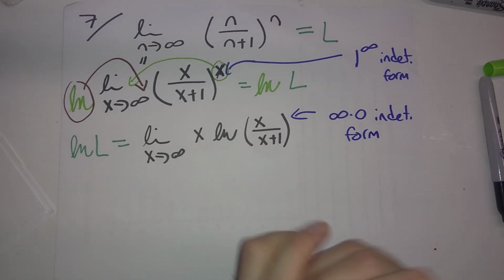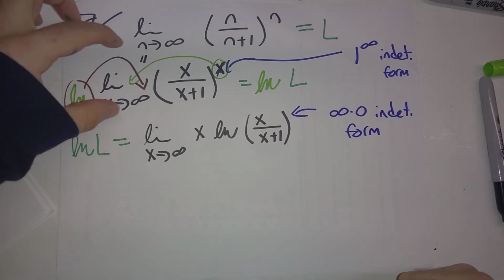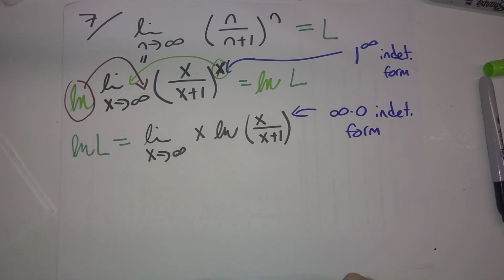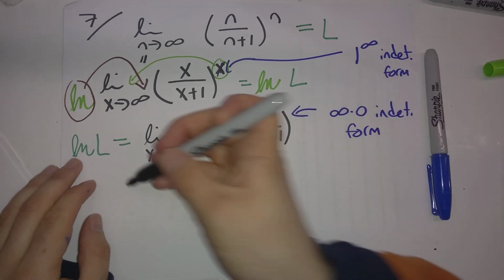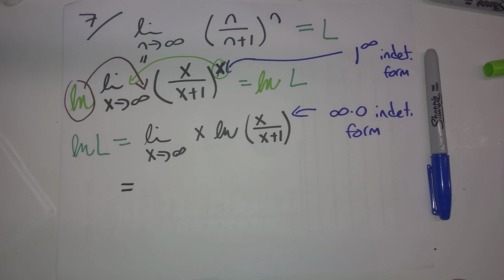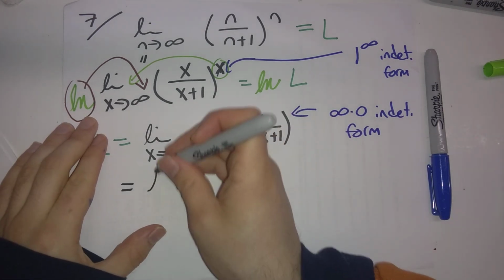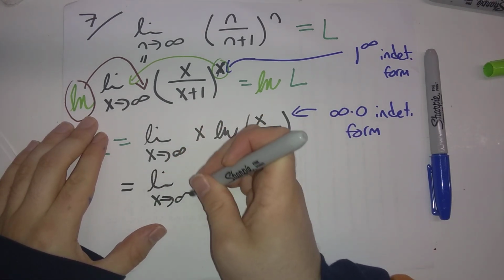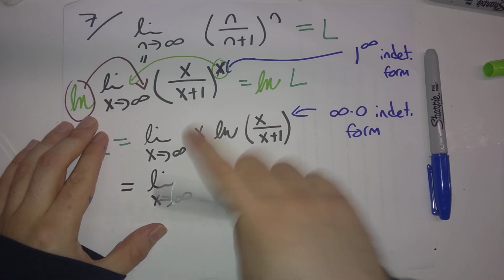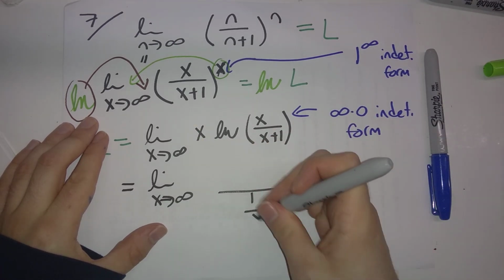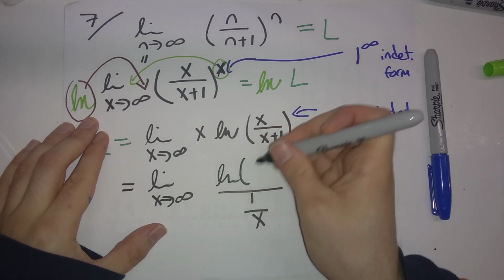So we've managed to manipulate one indeterminate form into a different indeterminate form, but we're still not at a point in which we can do L'Hopital's rule yet, because we're not in a 0 over 0 or infinity over infinity indeterminate form. So we have to do one final manipulation before we're allowed to do L'Hopital's rule, and that is, instead of multiplying by x, we're going to move it to the denominator.